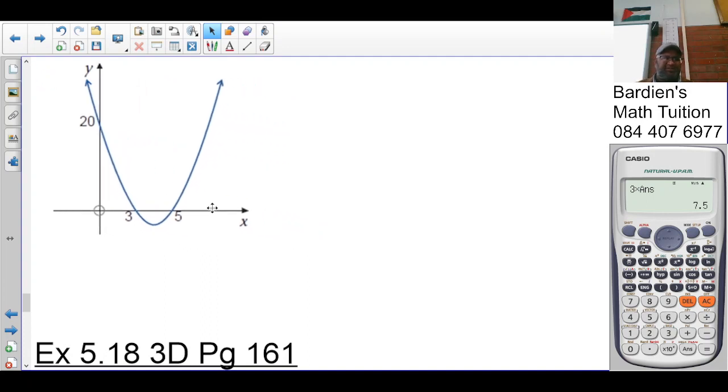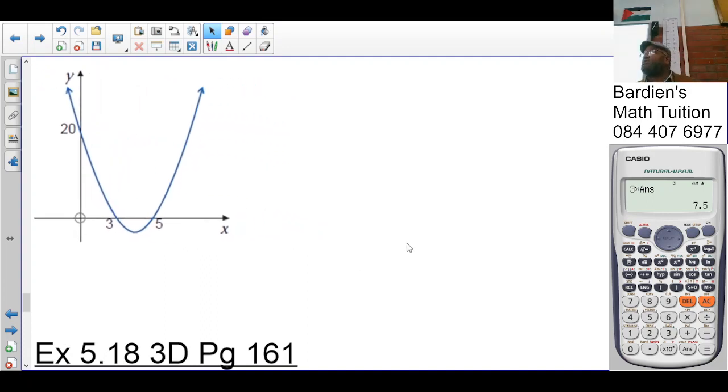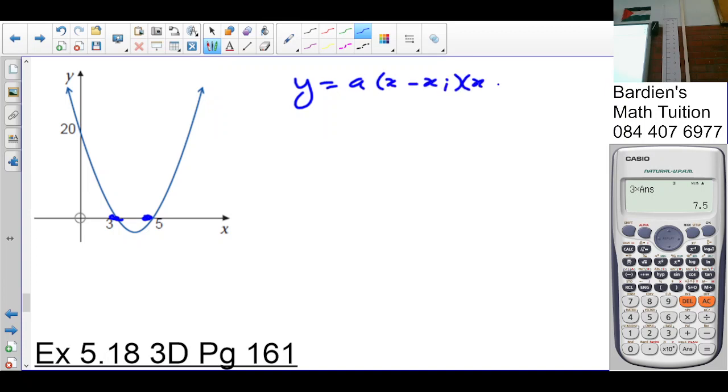Okay, so the question says, determine the equation of the parabola in the form y is equal to ax squared plus bx plus c. What we notice here is that we are given two x-intercepts. So that follows a formula, y equals a into x minus x1, x minus x2, where x1 and x2 are your x-intercepts. So y is equal to a into x minus 3 and x minus 5, or x minus 5 times x minus 3, which is the same thing.